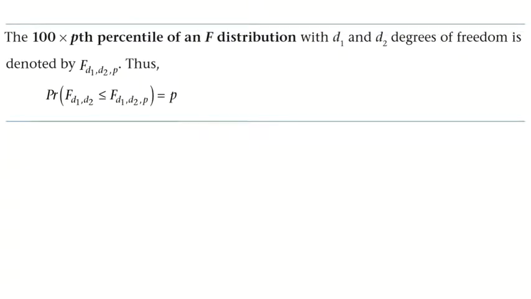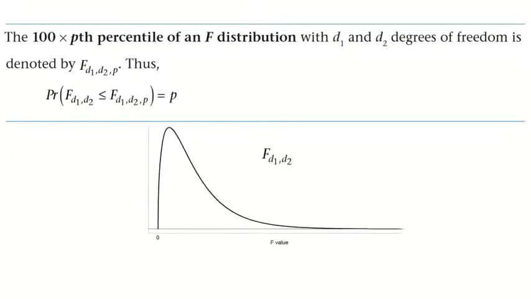So just like our T and chi-square distributions, we can derive a particular percentile for any F distribution. Okay? And this percentile of an F distribution with degrees of freedom 1 and 2 respectively is everything to the left of this boundary line that we have here. So that's the percentile.